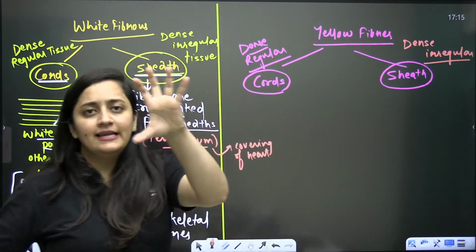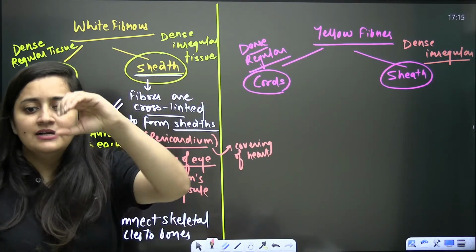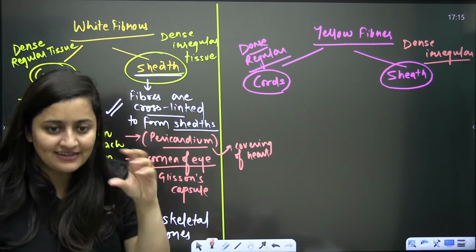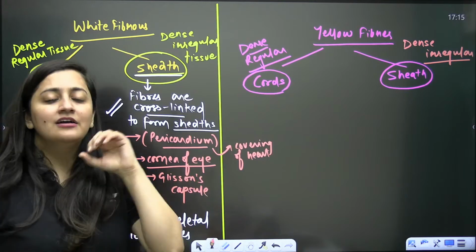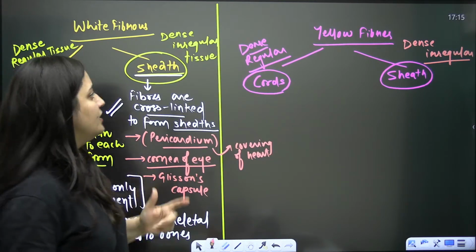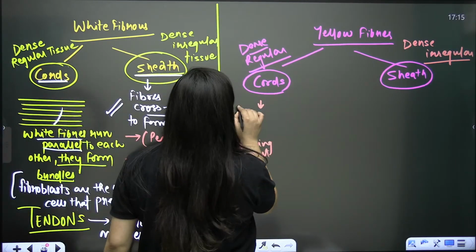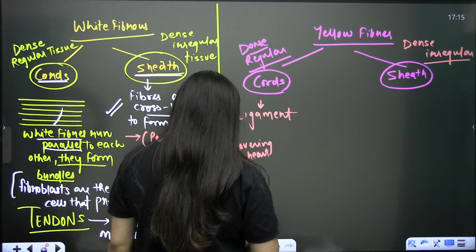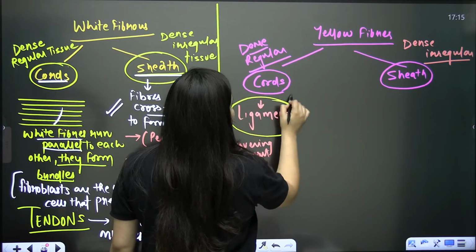So for dense regular tissue, we are using the word cord. For dense irregular tissue, we are using the word sheath. So here you will find the example of ligament. Right? One thing is common: here you are going to get the yellow fibers, but the example is ligament.